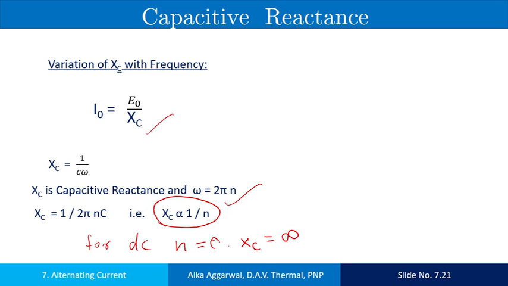And in case of AC, the higher the frequency, the lower the capacitive reactance. So when we plot a graph between the capacitive reactance and the frequency, this will be the shape of the graph.